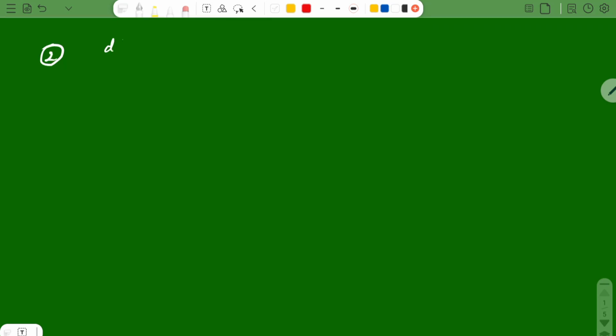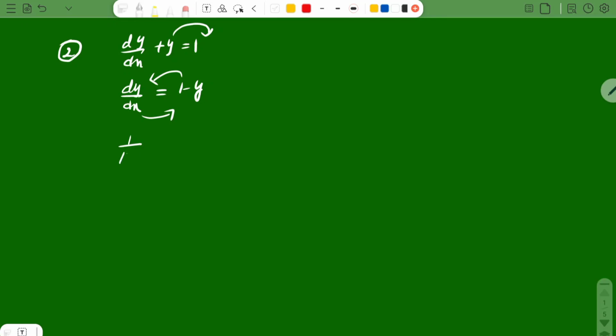Let me write one more example. dy by dx plus y is equal to 1. Convert it into the variable separable form. I'll take the y value to the opposite side, so we get dy by dx is equal to 1 minus y. We have only the single variable y. So the y variable goes to one side and dx goes to the opposite side: 1 by 1 minus y into dy is equal to dx. Now integrating on both sides.